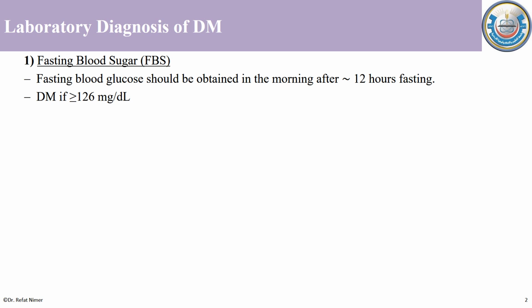For diabetes mellitus, if the result is more than or equal to 126 milligram per deciliter, this result confirms that the patient has diabetes mellitus. It is the preferred test for diagnosing diabetes. So it is the important test; the fasting blood glucose is the preferable test for diagnosing diabetes mellitus.